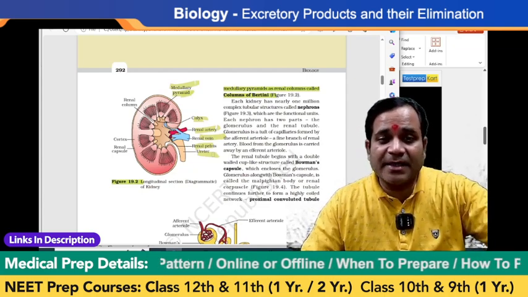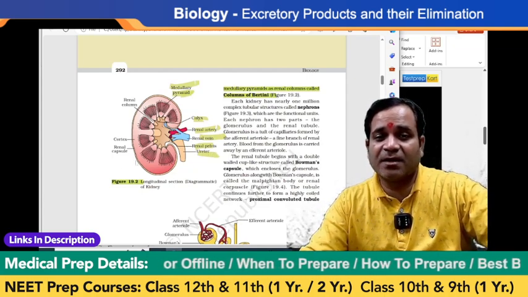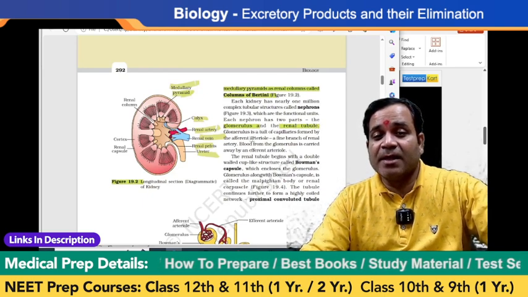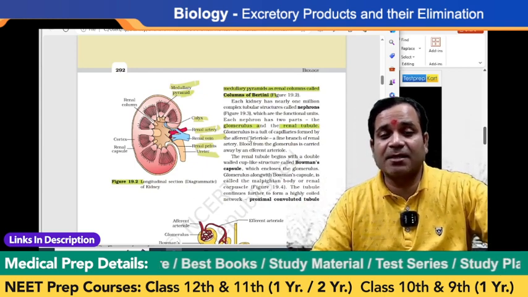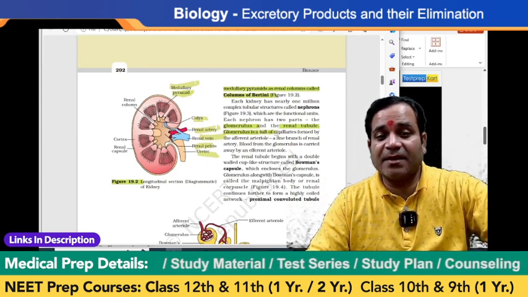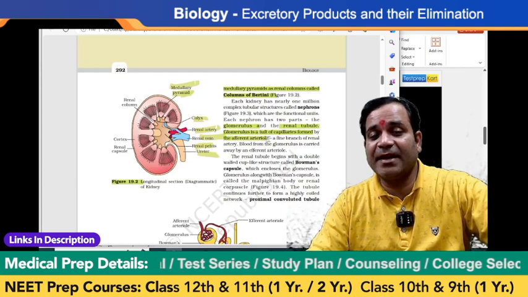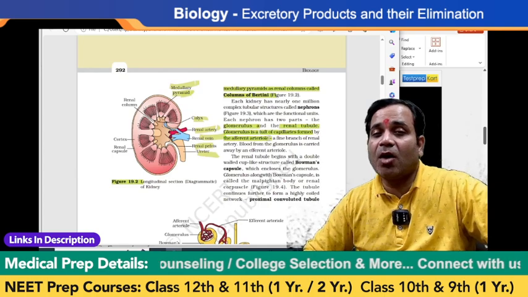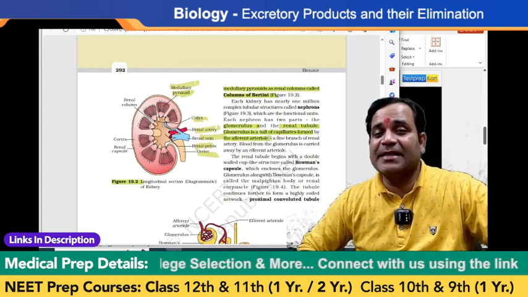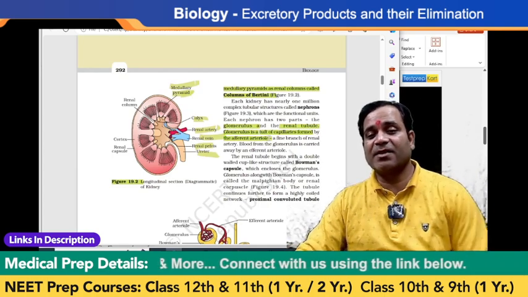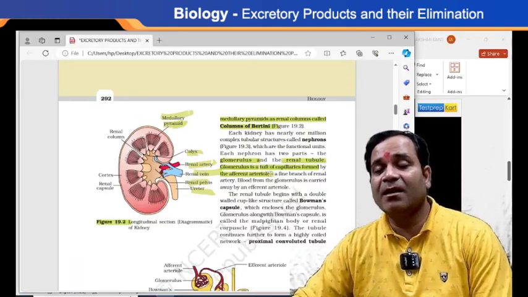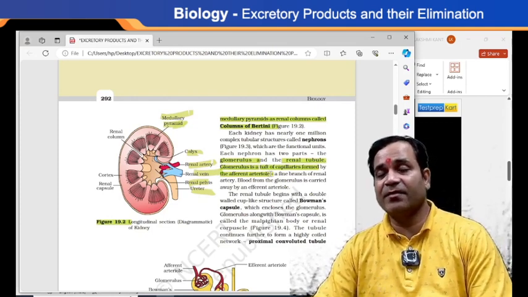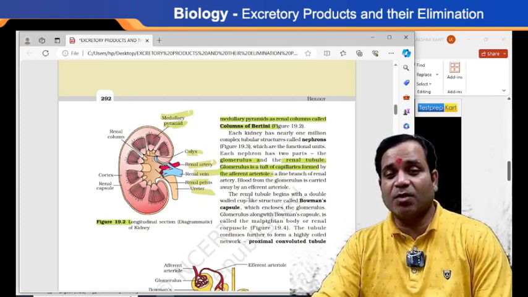Okay. So now see the two parts of the nephron. See here, the two parts of the nephron are the glomerulus and the renal tubule. So the glomerulus is a tuft of capillaries formed by the afferent arteriole. This afferent arteriole is responsible for carrying all the waste material from the body cells, and that very toxic waste material is eliminated from the body. But how is this waste material eliminated from the body? This is the question.